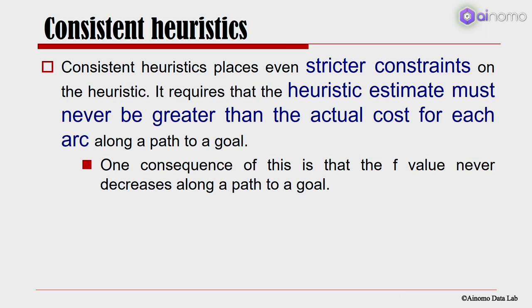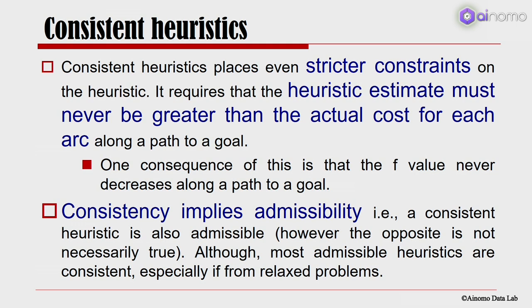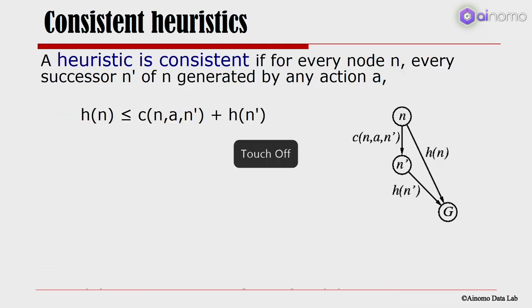So one consequence of this is that the final value that I compute for a node to reach the goal never decreases along a path to the goal. Consistency therefore implies admissibility. That is, a consistent heuristic is also admissible. However, the opposite is not necessarily true. Most admissible heuristics are consistent, especially if from relaxed problems. So let us look at what we mean by a consistent heuristic.